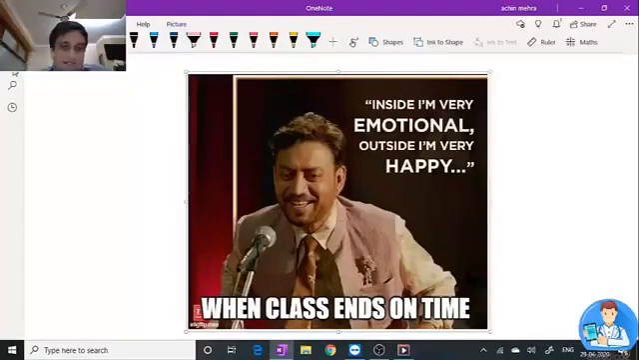So rest in peace, Irrfan Khan, a great actor. Okay. I still remember I met him long back in my school days. He was acting in one serial, Chandrakanta, I remember.